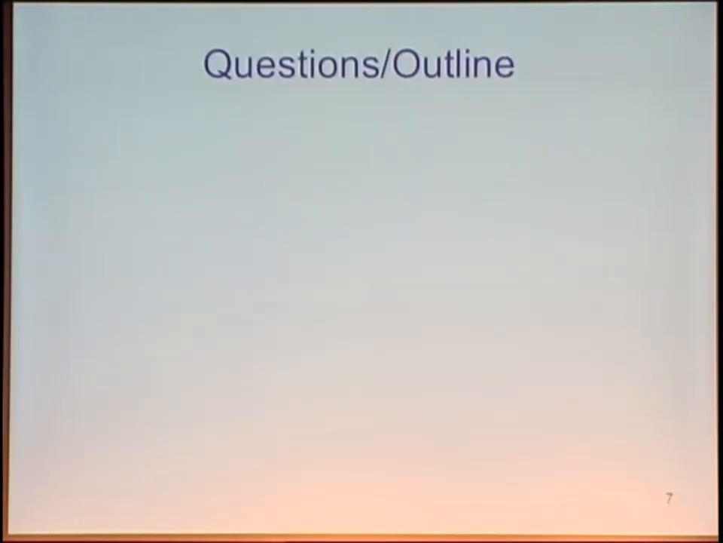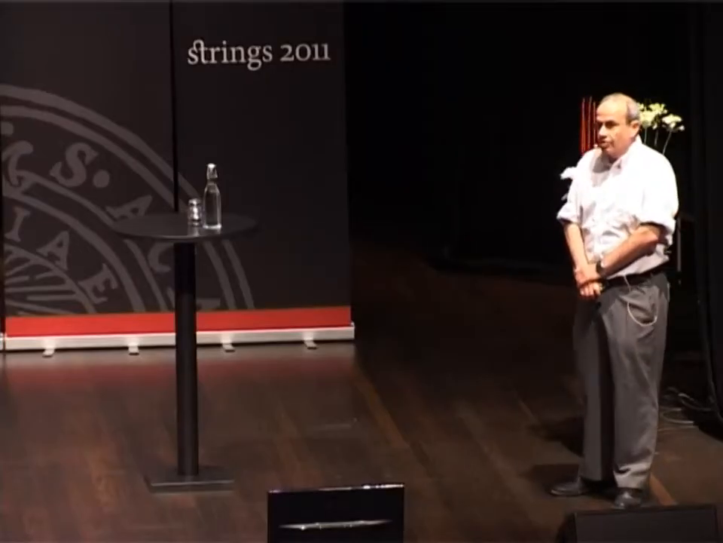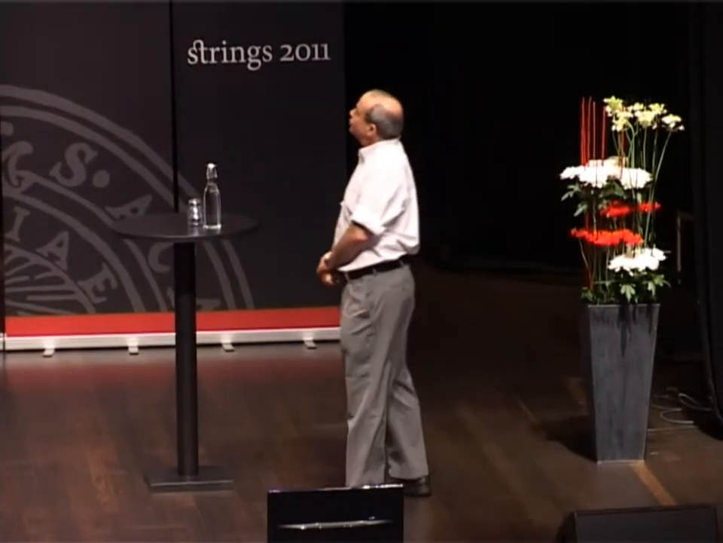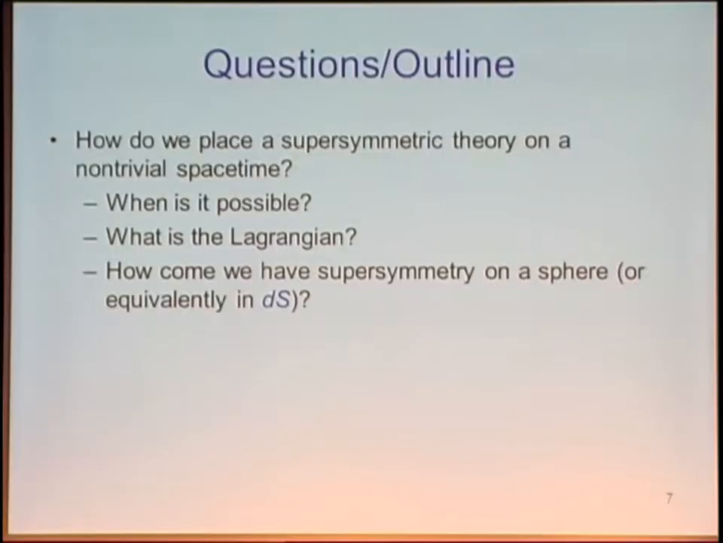So I'll present some questions. The talk will have three parts. I'll present three main questions, which will also be the outline of the discussion. So the first question: how do we place a supersymmetric theory on a non-trivial space-time? I have to say that personally, when I first heard about that, I was very puzzled, and I'll explain why. The first question we would like to ask ourselves: when can we place a supersymmetric theory on curved space? The second: given that we can place a supersymmetric theory on curved space, how do we determine the Lagrangian?